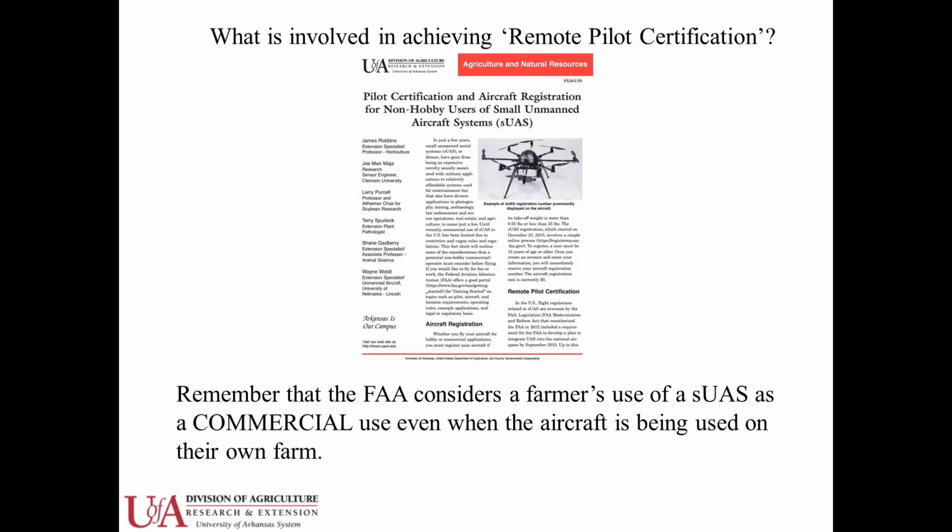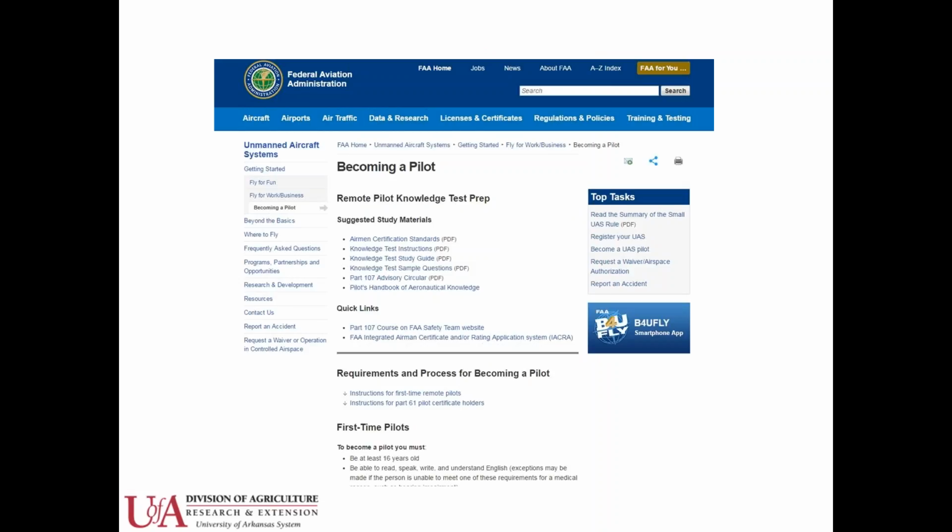Remember, the FAA considers a farmer or nurseryman, any commercial user, use of a UAS as commercial use even when the aircraft is being used on their own farm. So if you're a farmer and you're in business, that is viewed as a commercial application. In addition to the fact sheet I just mentioned, the FAA has a website that provides guidance on this topic.